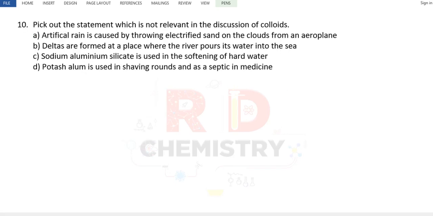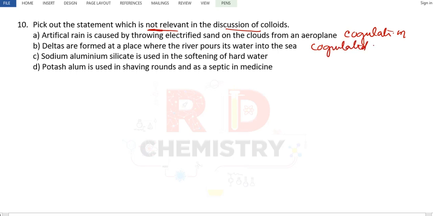Question number 10. Pick out the statement which is not relevant, the wrong statement, under the discussion of the colloids. Option A. Artificial rain is caused by throwing electrified sand on clouds from an aeroplane. It is correct. It is a process called the coagulation process. So it comes under colloids. Second one. Deltas are formed at a place where the river pours its water into the sea. It's also correct. Muddy particles are coagulated here.